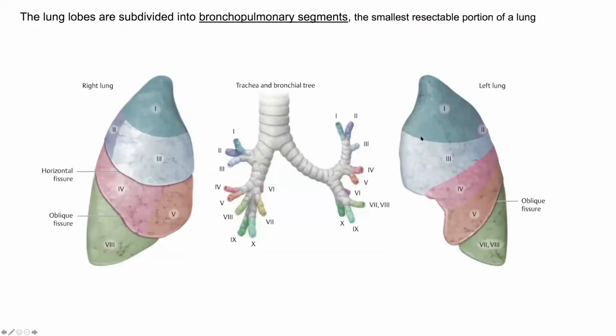Now, what I have done, I have given these colors to these lungs and I have numbered them. What is this concept? Previously we talked about how the left lung, because of an oblique fissure, was divided into two lobes, and the right lung, because of two fissures, was divided into three lobes. We have seen that. Now, each lung is further divided into smaller, independent segments, and this segment is called a bronchopulmonary segment.